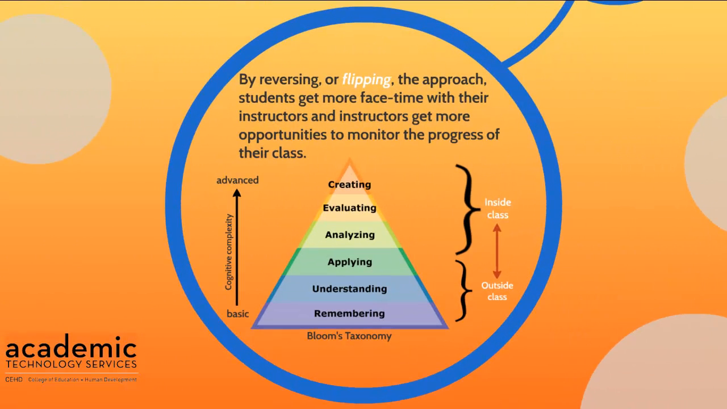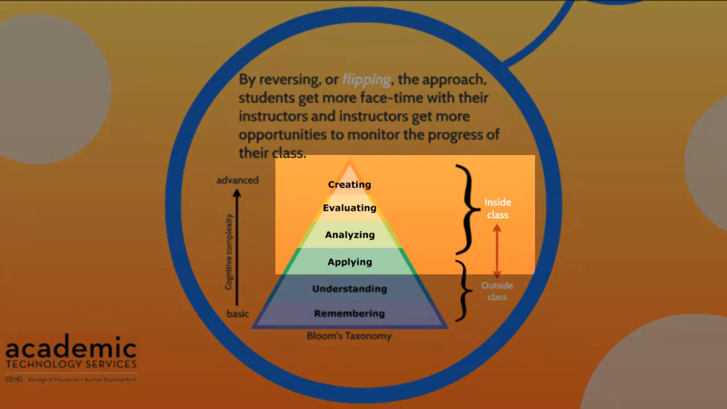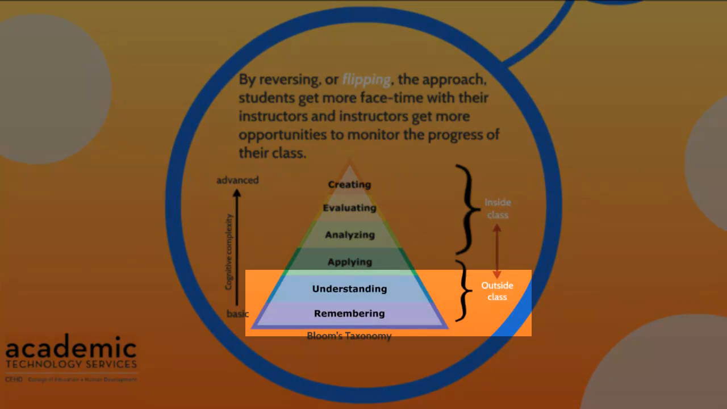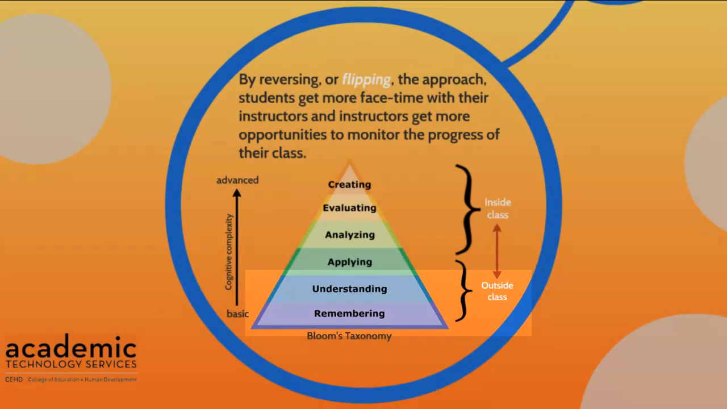By reversing or flipping the traditional approach, students receive more face time with their instructors during the complex learning activities, and spend time outside class completing the more basic ones. Another benefit to flipping a class is that instructors have more opportunities to observe their students during the assimilation phase, allowing them to more closely monitor the progress of their class.